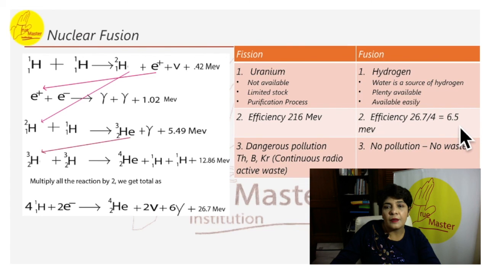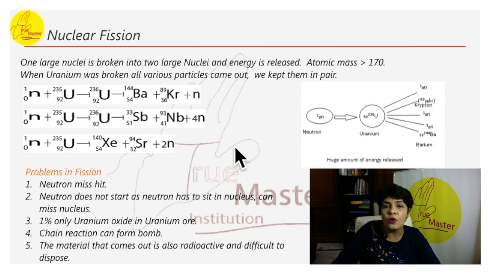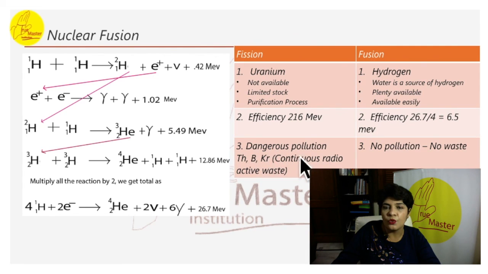Dangerous pollution: when they break down further, it is again radioactive. It is a continuous waste of radioactive material. The Th, Ba and Kr which came out in the fission reaction are also radioactive materials. So there is a lot of pollution due to this, whereas for hydrogen there is no pollution.